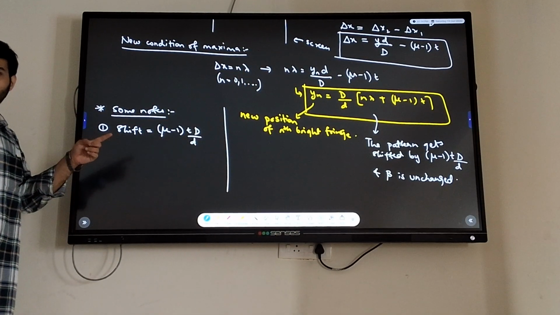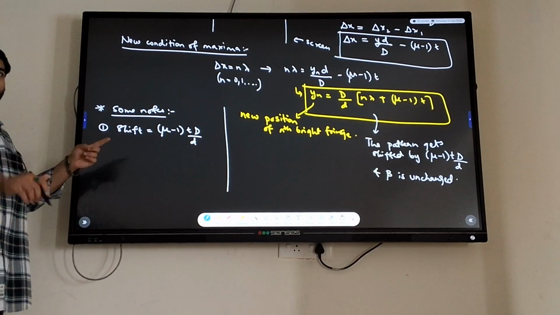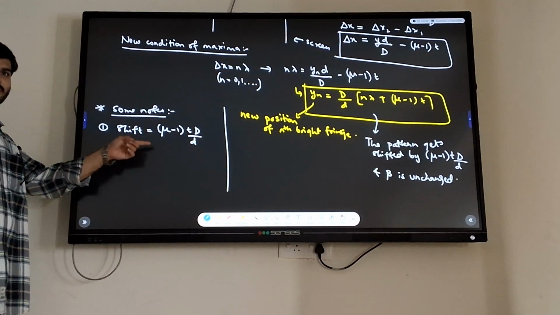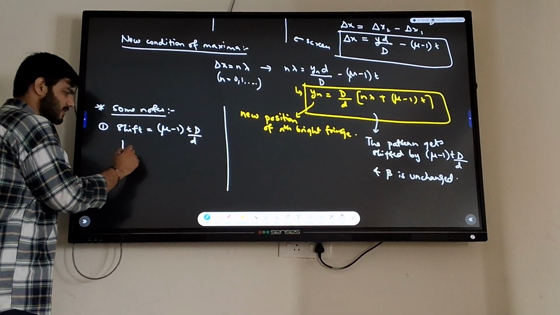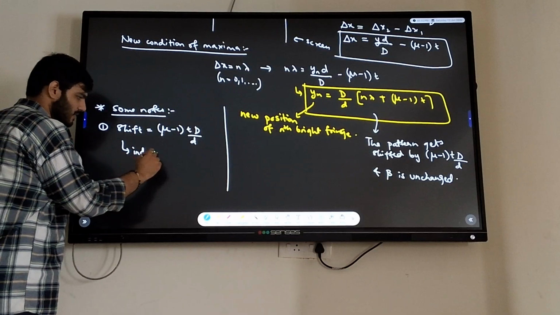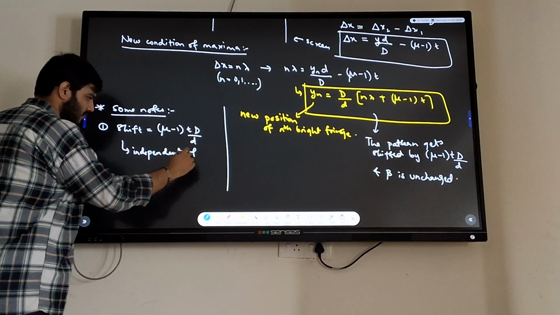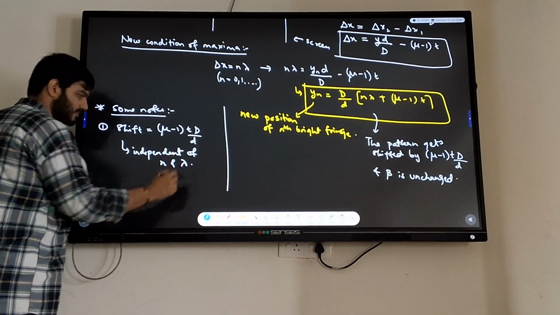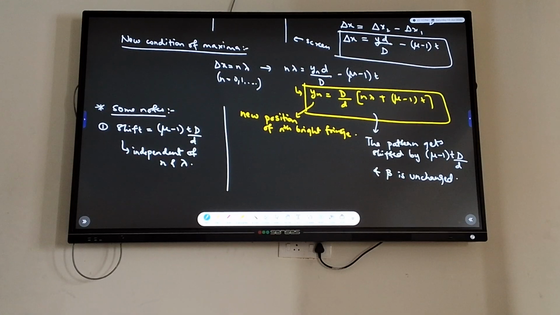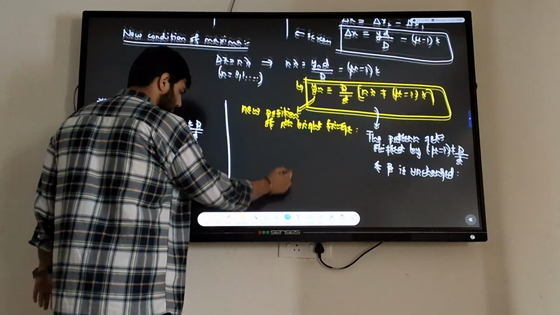Does it depend on the n value or lambda? Do you see any dependence anywhere? No. So it is independent of n and lambda. Is it okay? I'm just writing one more point. I will try to justify it in the next lecture. Not today. Just take it right now.